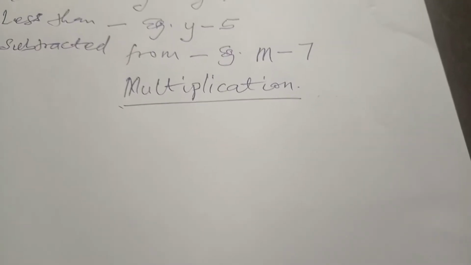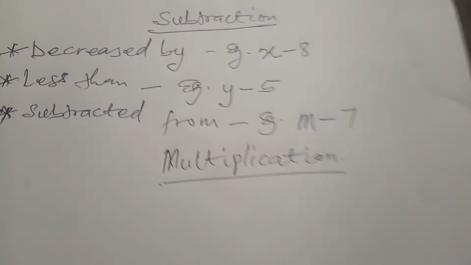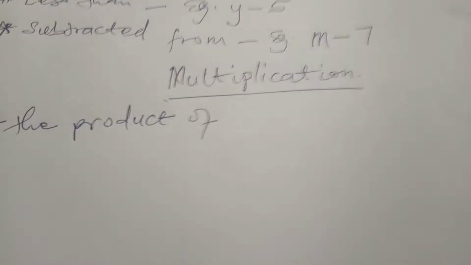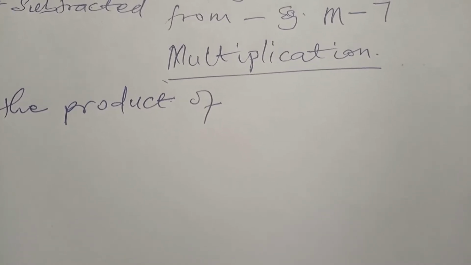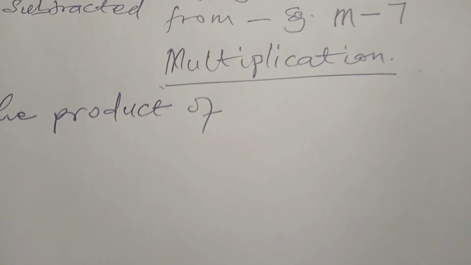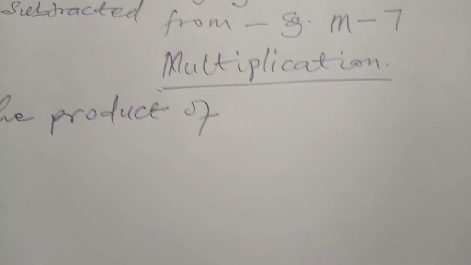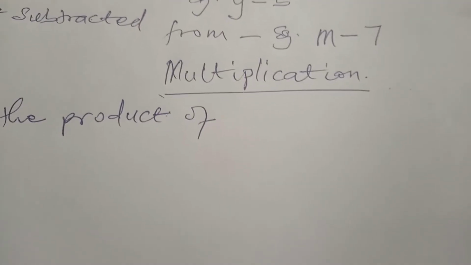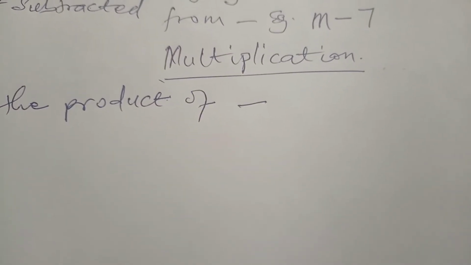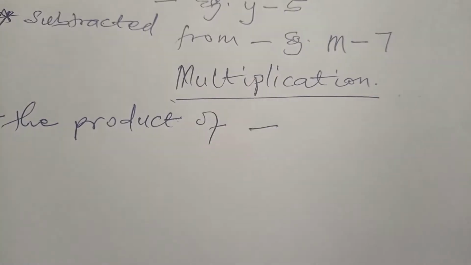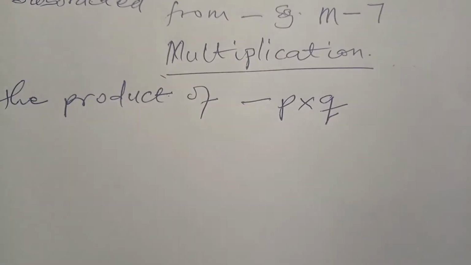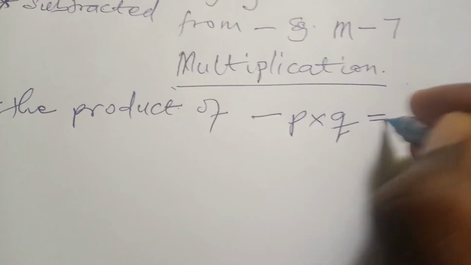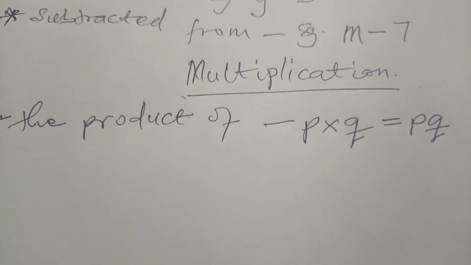For example, we have a phrase like the product of. Then it tells us multiplication. For example, the product of P and Q is 100. So we are just concentrating on the product of P and Q because again I'll treat equations later. So the product of P and Q will be P times Q, which we learned from our previous lesson is the same as PQ.